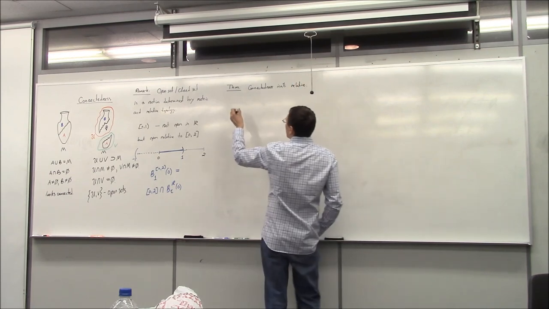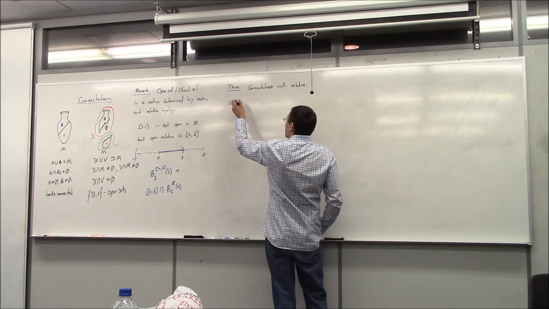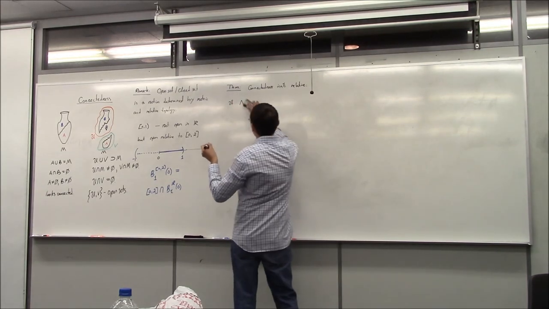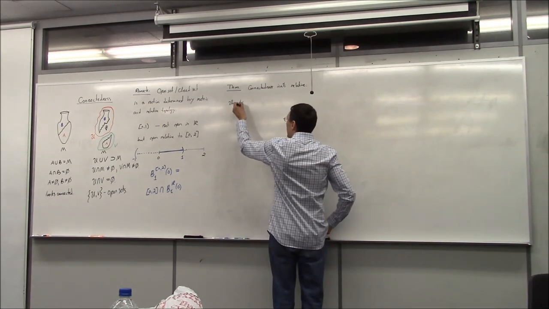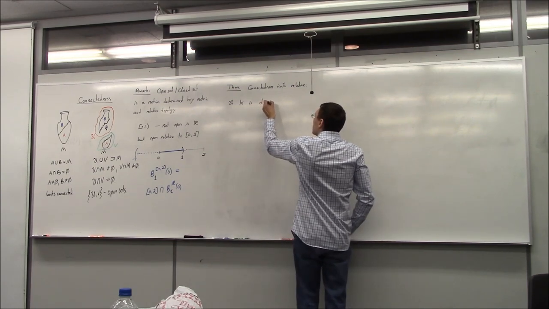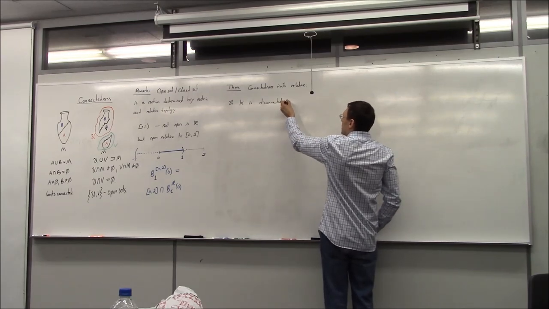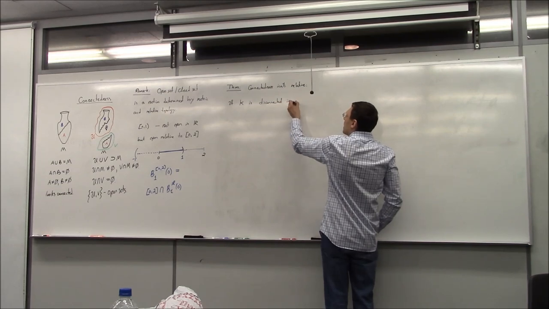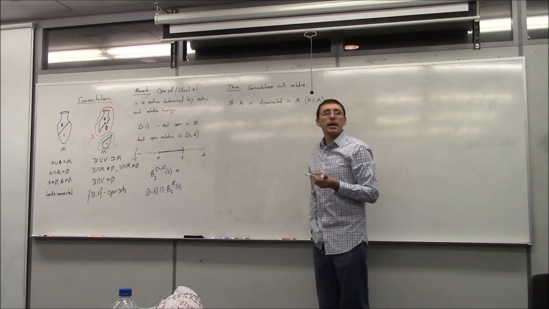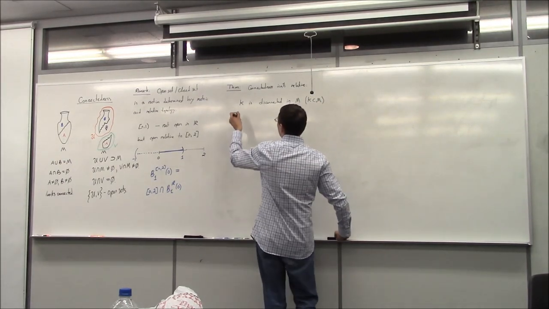And what do I mean by that? So if the space K is disconnected in M, where I mean that K is a subset of M, then K is disconnected. I should say that this K is disconnected in M if and only if it's disconnected in itself.